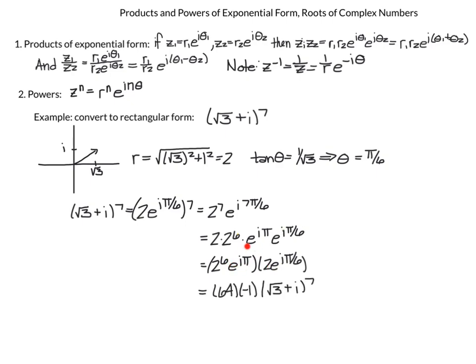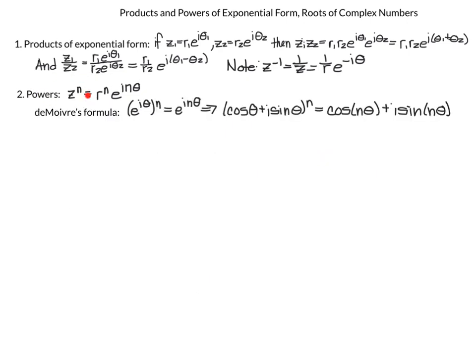This e to the i pi is equal to negative 1. 2 to the 6 is 64. So I have that this square root of 3 plus i to the 7th is negative 64 times square root of 3 plus i to the 7th.